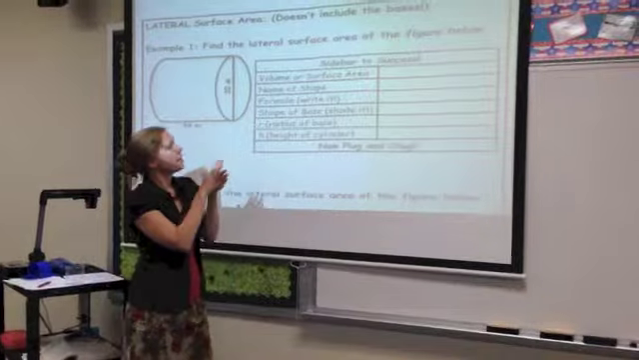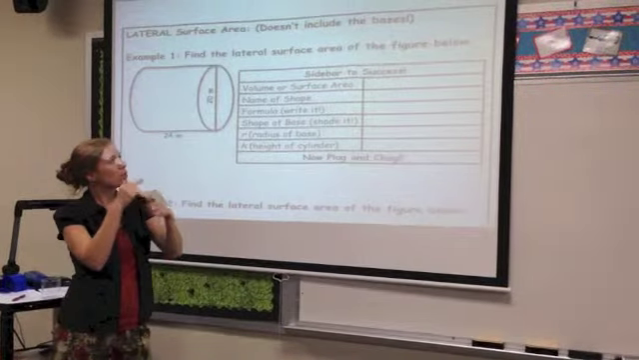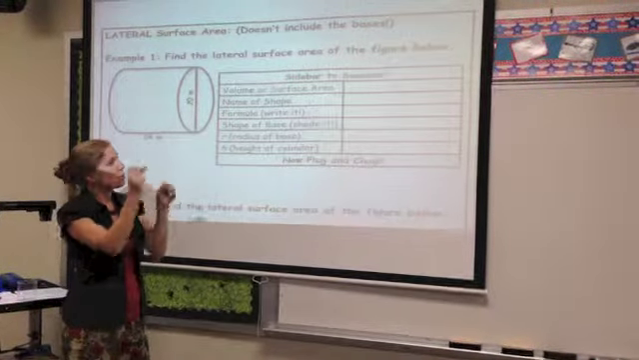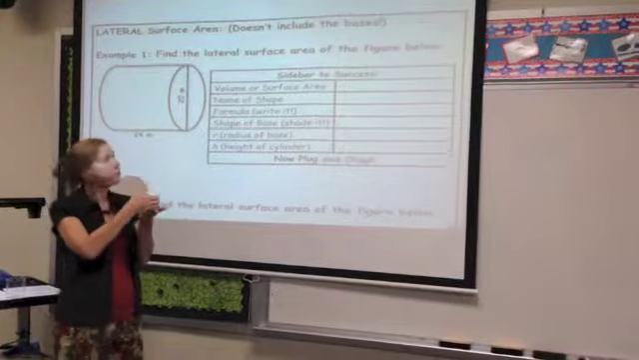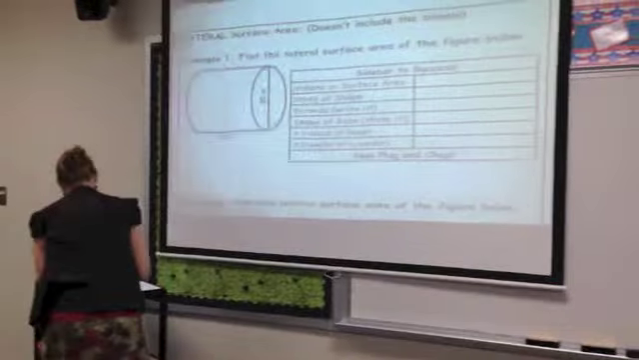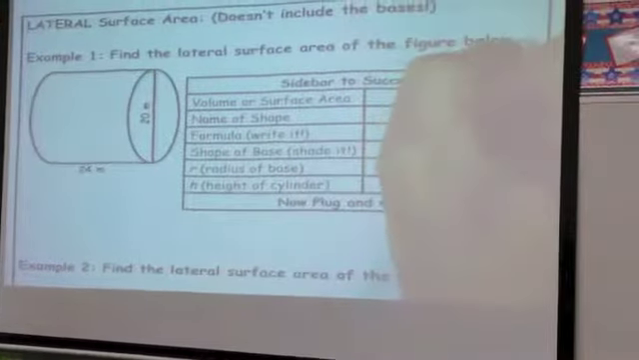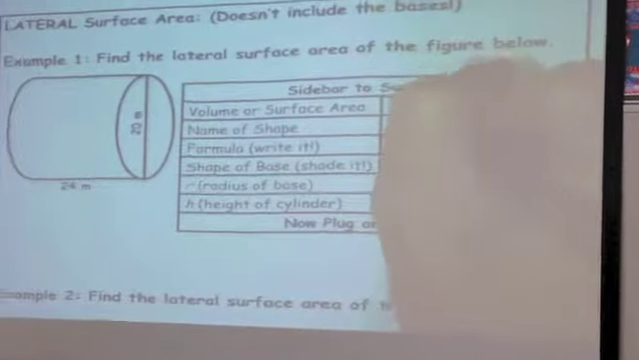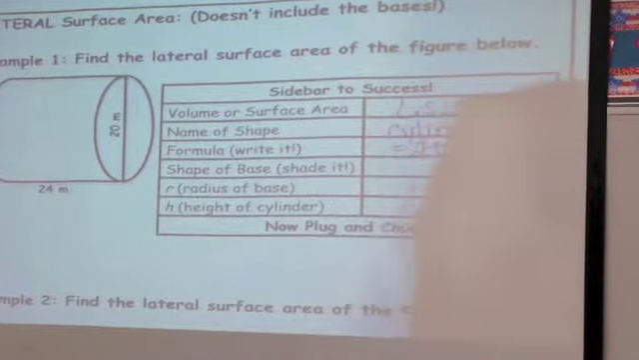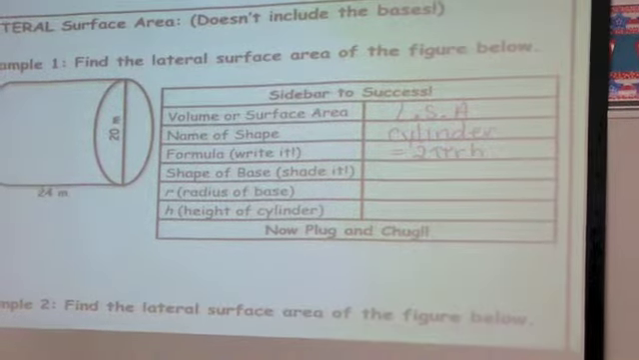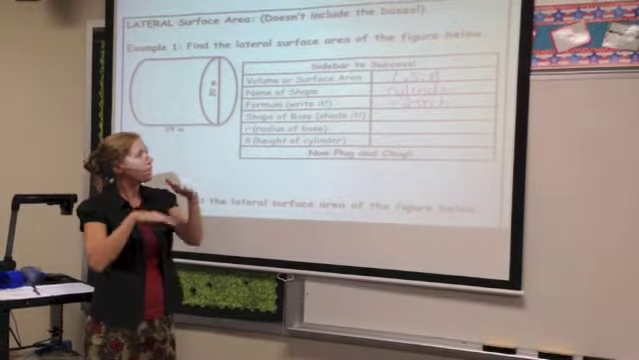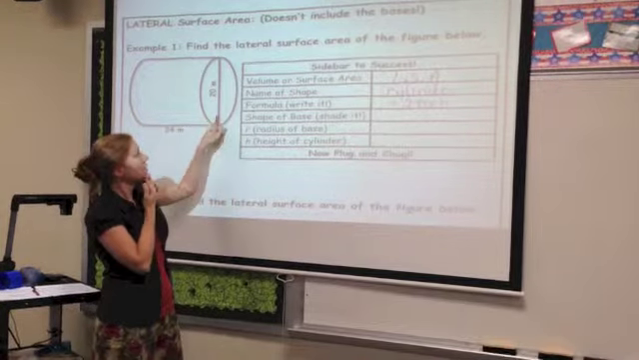I'm going to write down that this is the lateral surface area, so LSA. We're going to put down the name of the shape. This shape is a cylinder. And then next, I'm going to write down the formula. All right. Next, we need to put down the name of the base for this shape and then shade it.